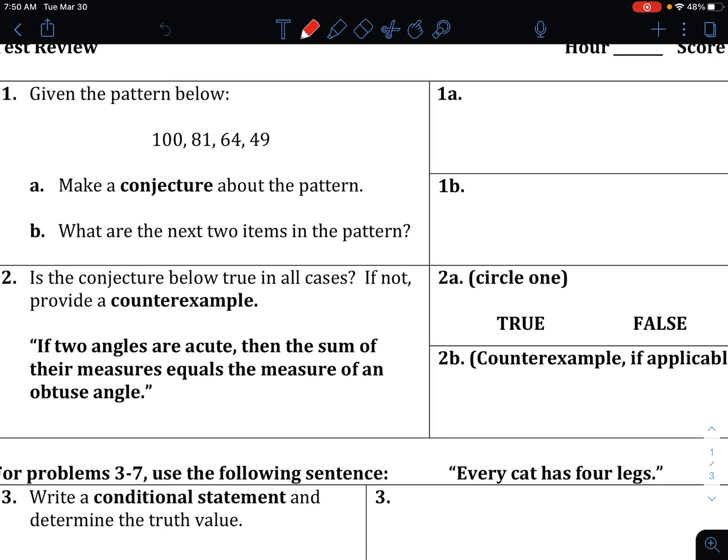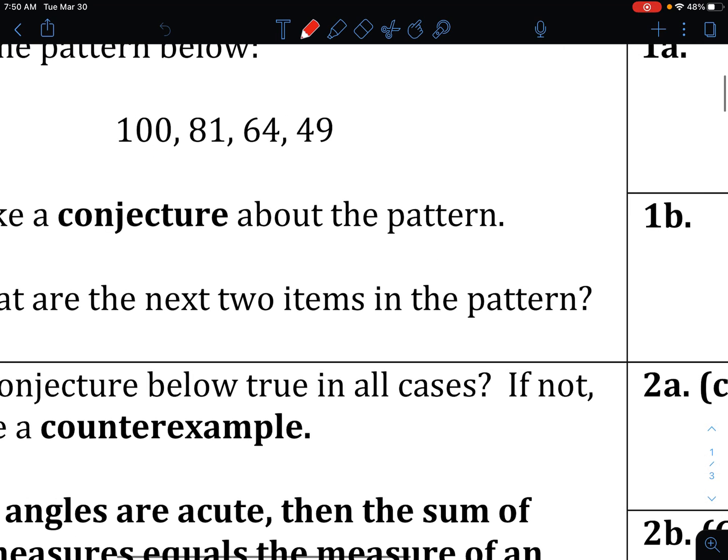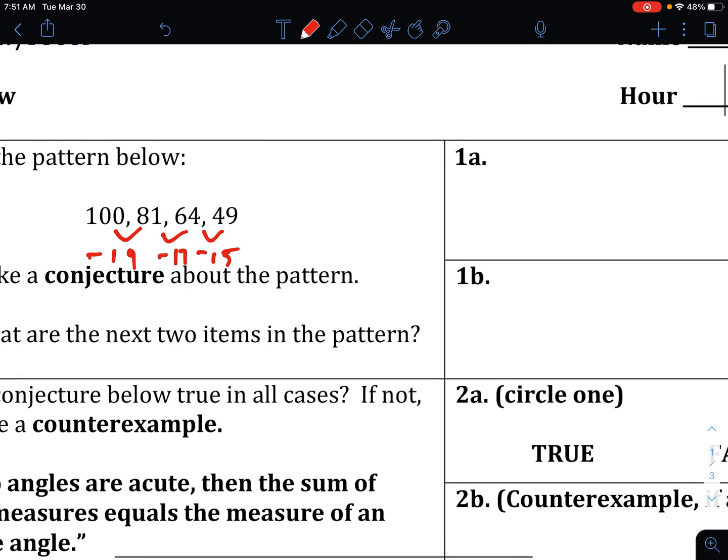So we're given a pattern. We've got to make a conjecture about the pattern. Well, there's a couple different things you can look at. Hey, this is going down by 19, going down by 17, going down by 15, so you can make a conjecture that the pattern is going down by the next odd number. So 49 minus 13, and you get 36.